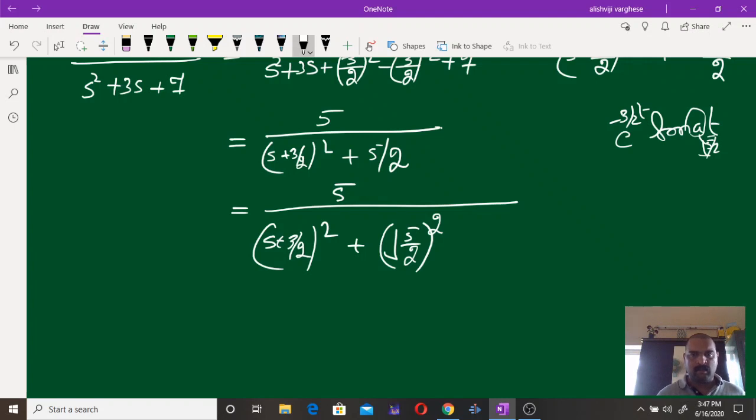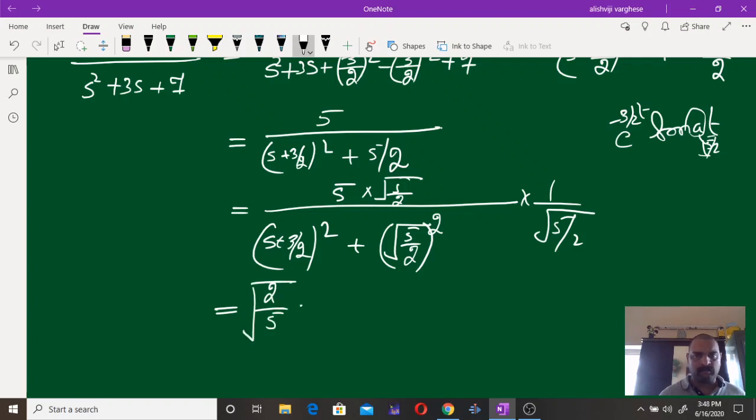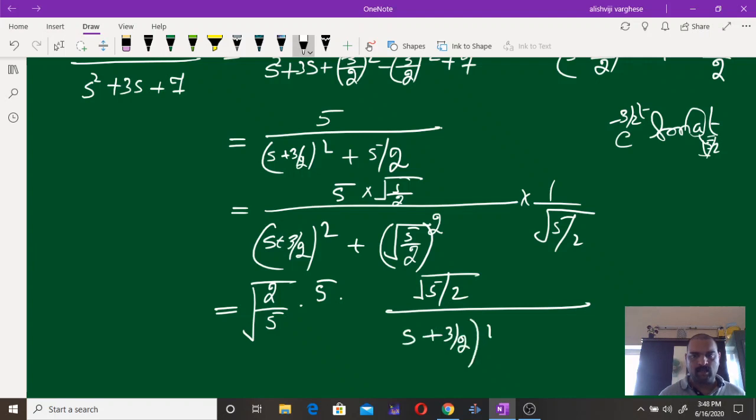Then here in the numerator we need a, so what we require there is root of 5 by 2. So here we multiply with root of 5 by 2 and divide the whole thing with root of 5 by 2. So what we have is root of 2 by 5 into, here we have a 5, that 5 can be taken here, into root of 5 by 2 divided by s plus 3 by 2 the whole square plus root of 5 by 2 the whole square.